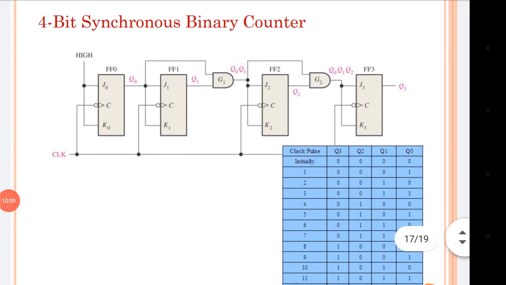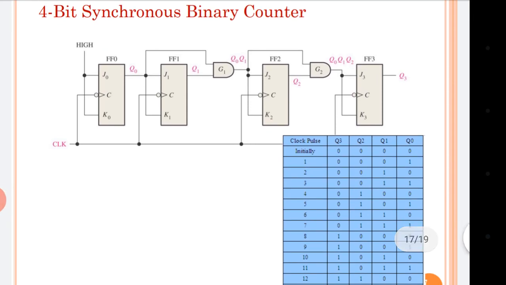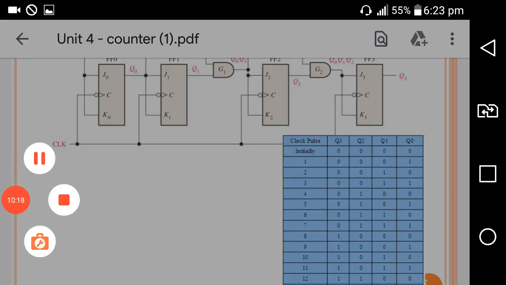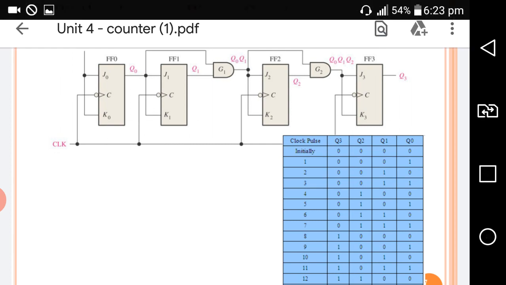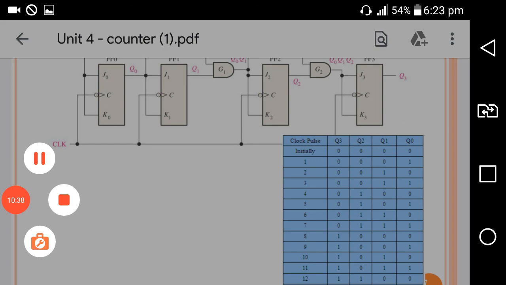So we have discussed the counter. So this is one advantage of the counter. In the practical session, we will be implementing a 4-bit synchronous up counter using IC 74191. So basically 74191 is a 4-bit synchronous up counter IC.